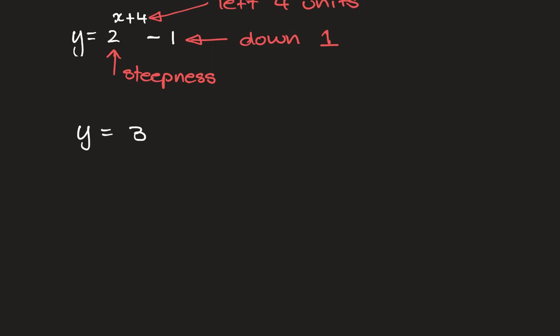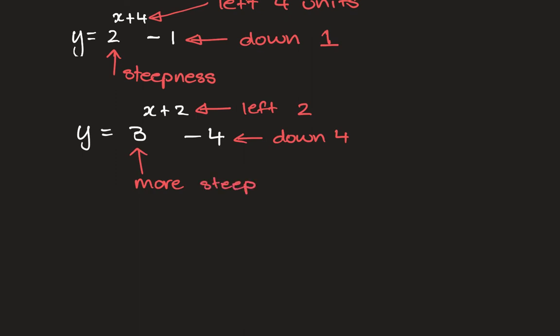Okay, let's try another one. y equals 3 to the power of x plus 2, minus 4. So we've got the c is 2, and the c moves us left or right. So in this case we're going left 2 units. Negative 4 moves us down. 3 means we're a little bit steeper than the 2 graph. So if we drew it, and that was the 2, then 3 would be higher.